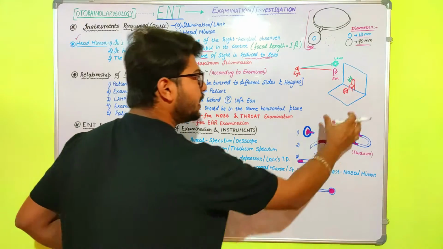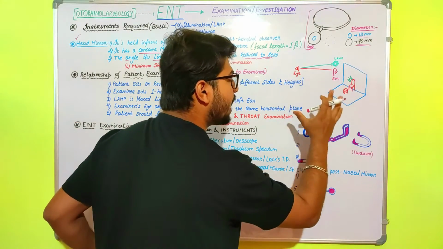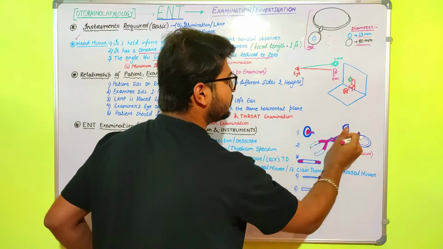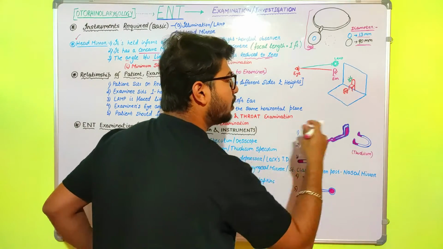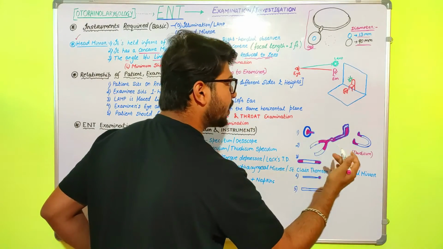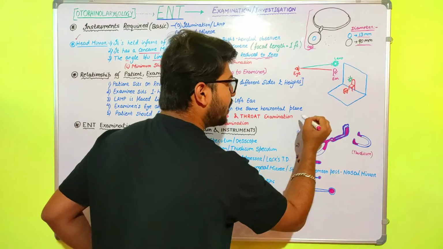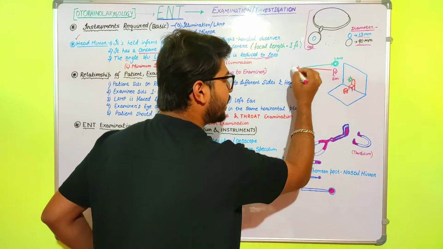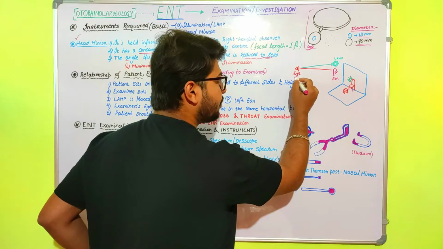Listen, here you can see a structure that I have made. It represents a chair for the patient and a chair for the examiner. Here you can see a lamp, here it's an ear, and here it's the eye of the examiner.